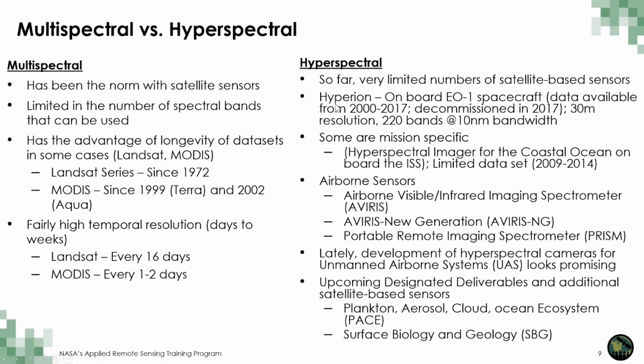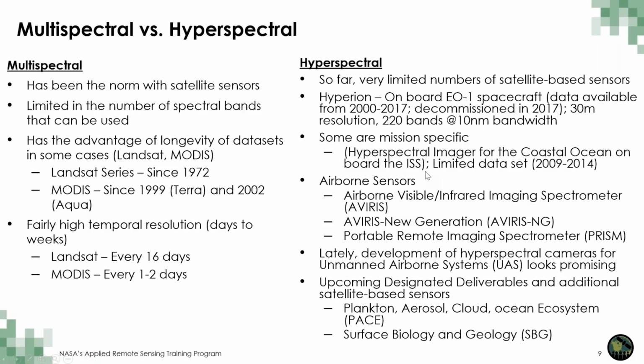On the other hand, with hyperspectral data, so far there is a very limited number of satellite-based hyperspectral sensors. We have talked a little bit about Hyperion, which was on board the EO-1 spacecraft. Data from Hyperion is available from the year 2000 to about 2017, when it was decommissioned. Hyperion had a 30 meter spatial resolution and 220 bands at 10 nanometers.